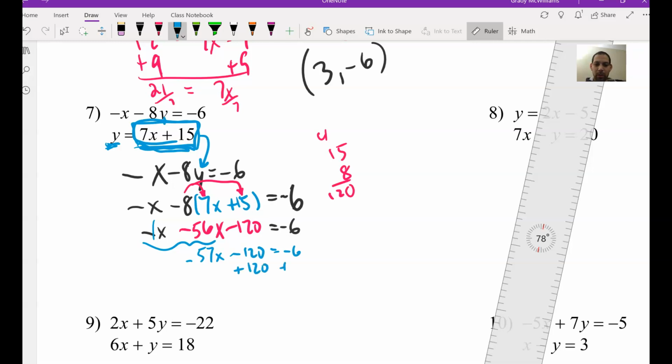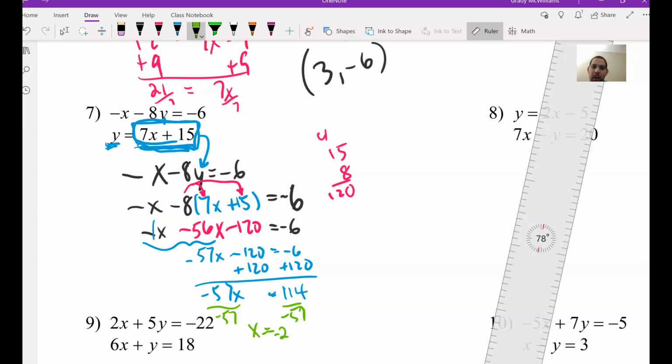I want to get the x's alone. And I got -57x equals, combine the like terms here, -6 plus 120. There's way more positive, so this answer is going to be a positive 114. Next, you would divide by the number in front of x, so that would get the x all alone. X will equal, actually it's a -2 because this is a positive 114 divided by negative 57. The answer is going to be negative 2 for x.